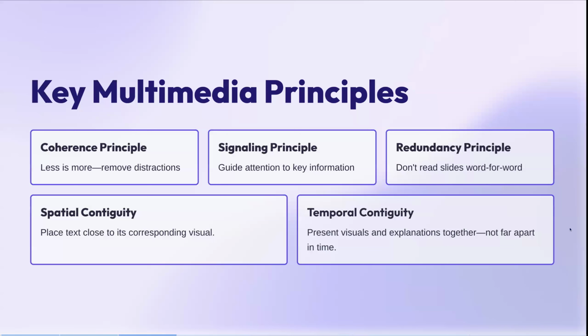So here are 5 key multimedia principles: the coherence principle, the signaling principle, the redundancy principle, spatial contiguity, and temporal contiguity, and we'll look at each one in a little more detail.